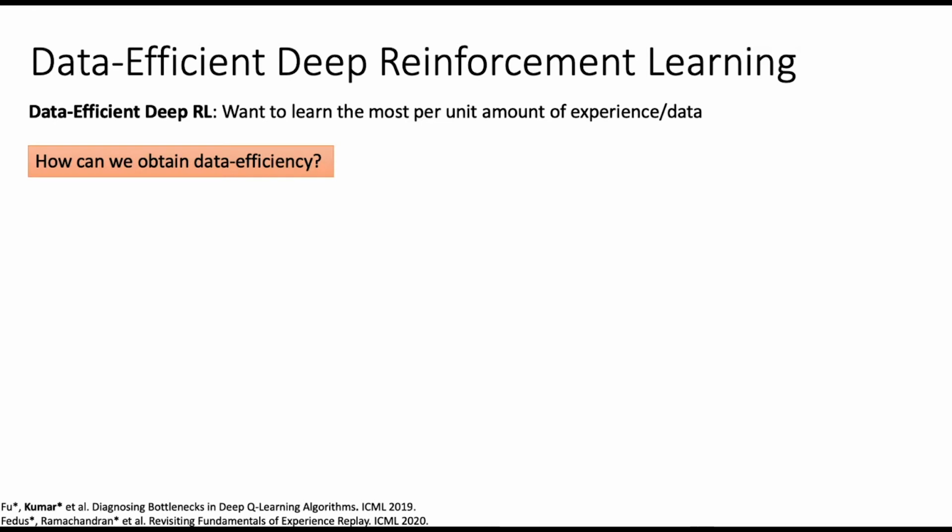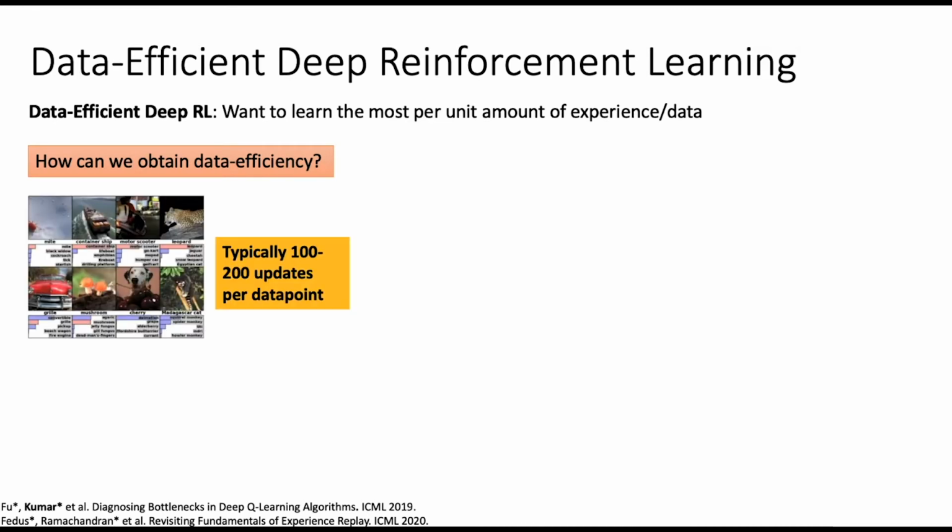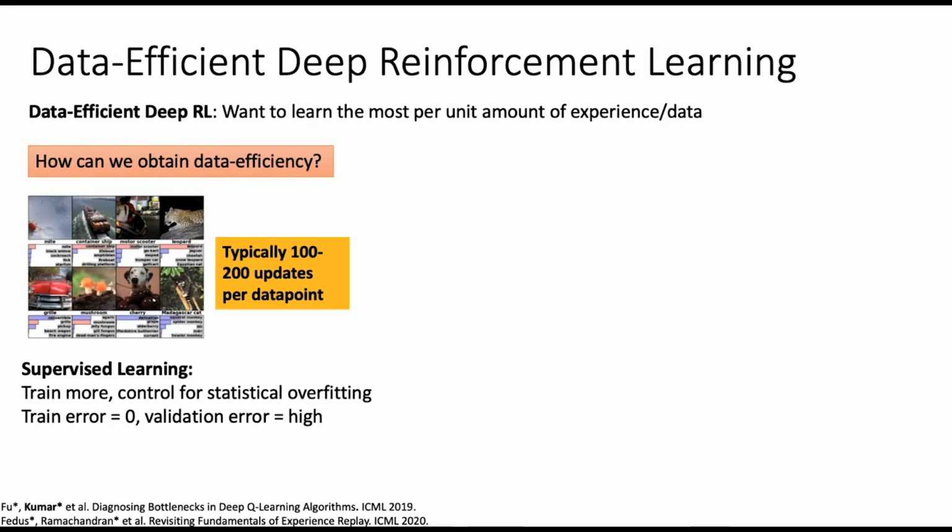In a supervised learning setting, obtaining data efficiencies is generally possible, and we have done that. In particular, we have algorithms that can typically get about 100 to 200 updates per data point. And these algorithms use very simple tricks. For example, they would control for some sort of statistical overfitting, or they would make sure that they could do early stopping. They would apply some regularizers during training, etc.